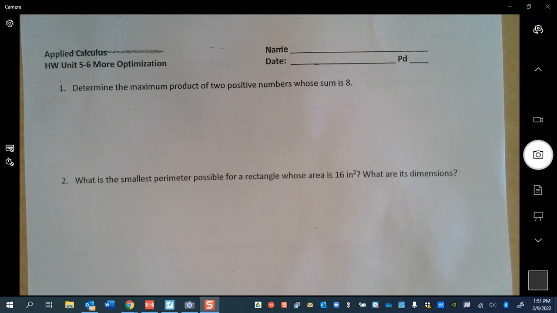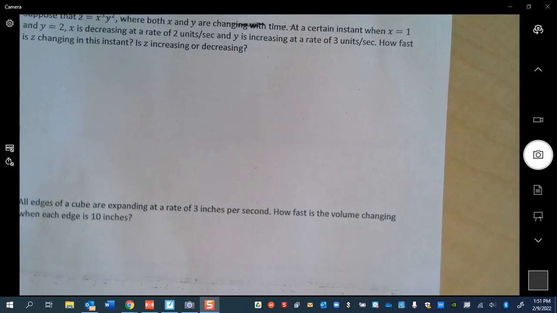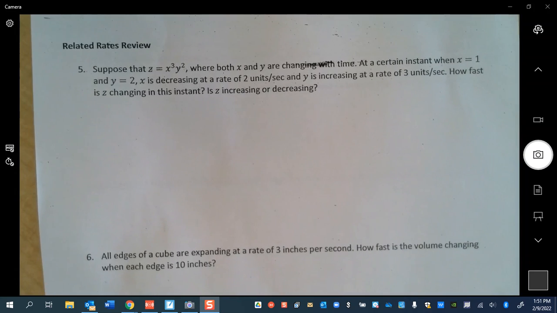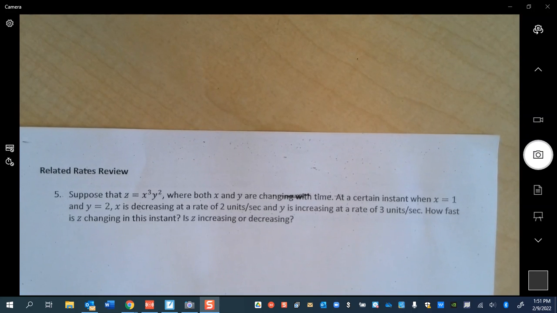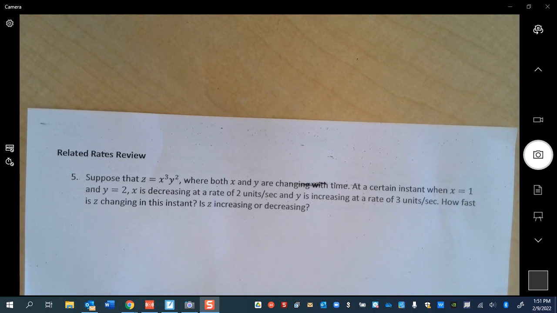Hold on. On the back is that related rates review. So the front is optimization, and the back is related rates. Does that make sense, everybody? Have a seat. After you finish your homework and you check in with me, then I want you to log on and finish your Desmos. If you're finished with the Desmos, then you're ready to build a box with that maximum volume.